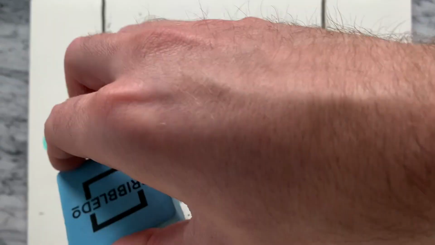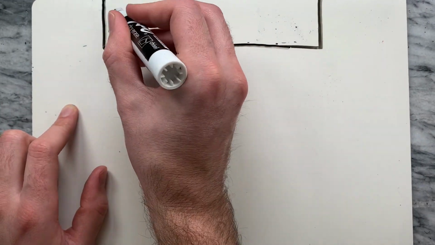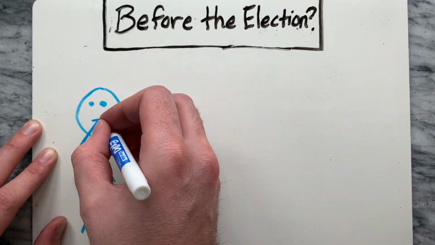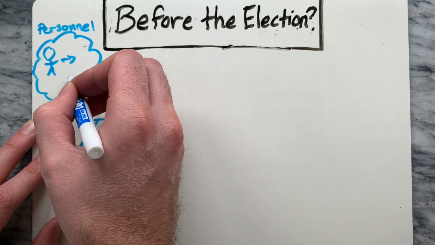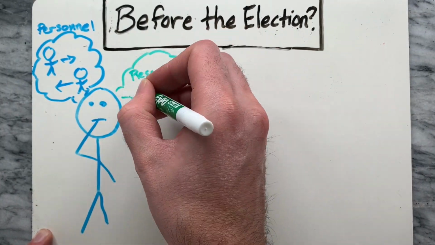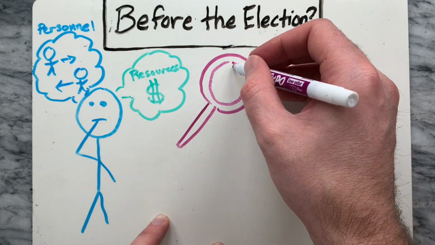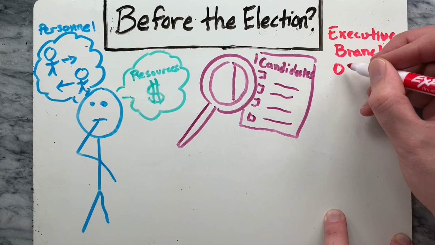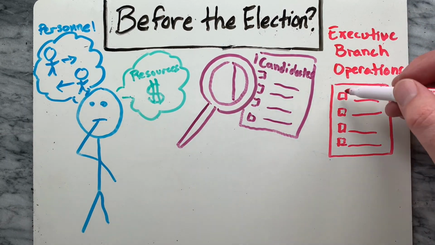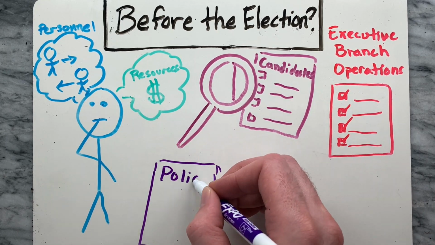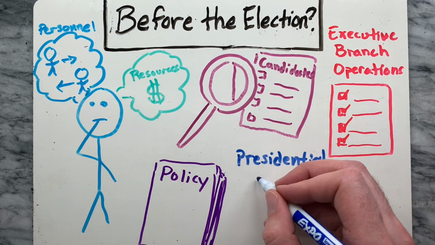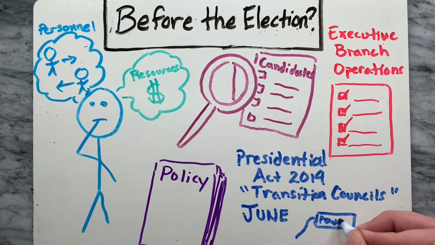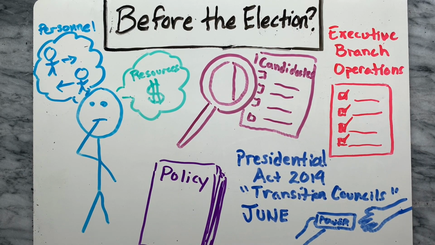Can the process of transitioning happen before an election? The transition normally includes some pre-election planning, which involves consideration of key personnel from the outgoing and incoming president's staff, resources, as well as a host of activities such as carefully examining candidates for positions in the new administration, helping to familiarize the incoming administration with the operations of the executive branch, and developing a comprehensive policy platform. The Presidential Transition Act of 2019 requires the incumbent president to establish transition councils by June of an election year to facilitate a possible handover of power.